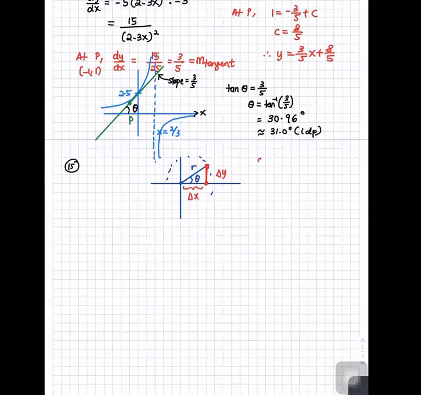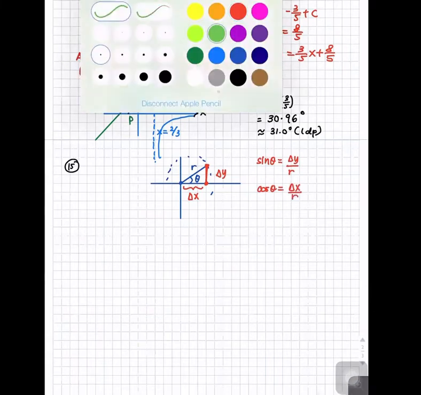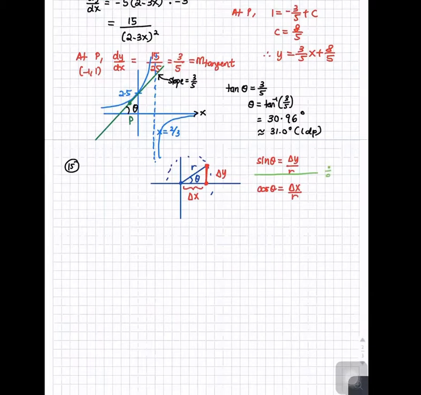Using SOHCAHTOA, sine theta is equal to opposite over hypotenuse, change in y over radius. Similarly, cos theta is equal to change in x over radius. When you divide both of them, sine divided by cos is tangent theta. So you take this part and this part, and when you divide, you get change in y over change in x. Typically, this is the gradient. That's why I can take the gradient and equate it to tangent theta. Okay, this is the reason, if you are interested. Otherwise, just remember, anytime they ask for an angle, put it as tangent theta and solve.